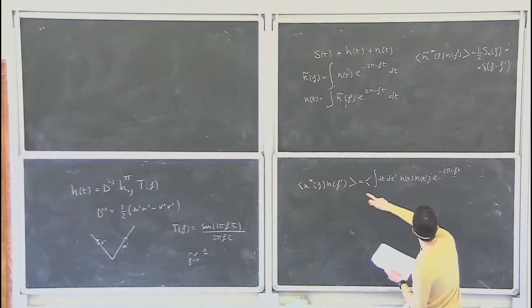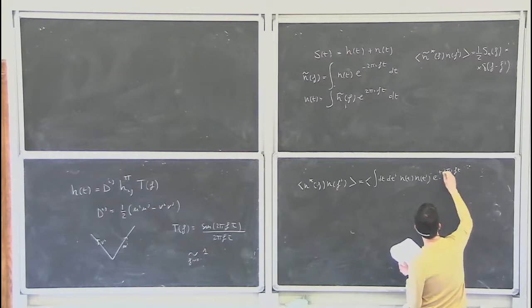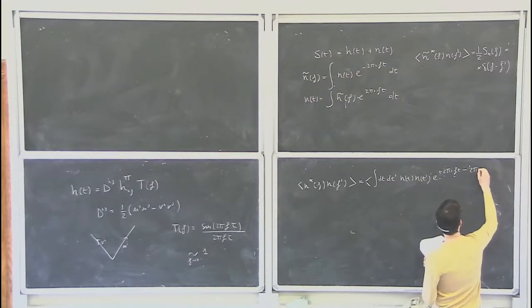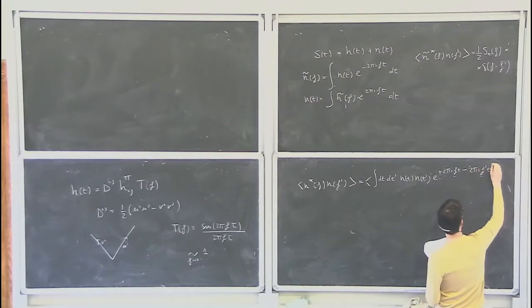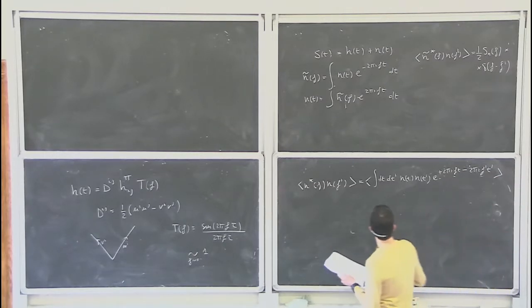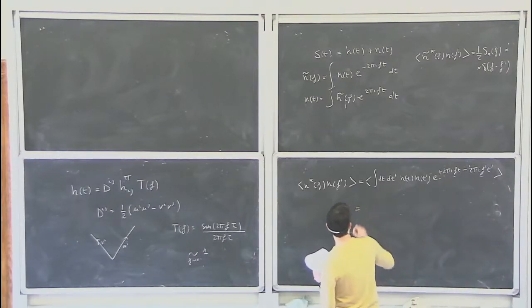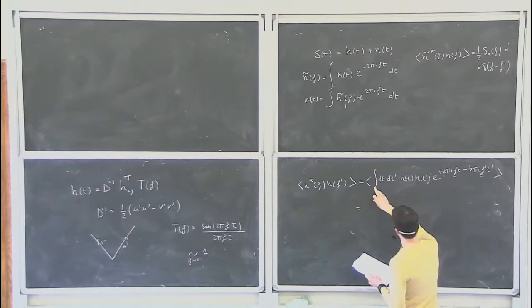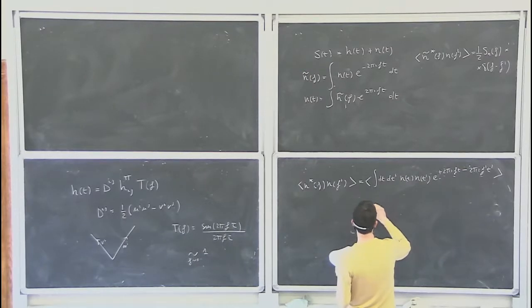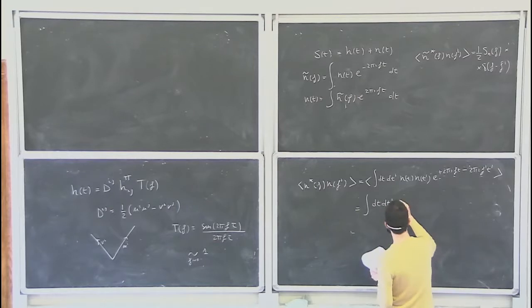I have a complex conjugate, so here I have a plus, and then I have a minus 2 pi i f prime t prime, and then the average. I'm thinking of this as an ensemble average, although in practice it becomes a time average. So I can commute this average with the integral sign. Integrals are nothing but a sum, of course.